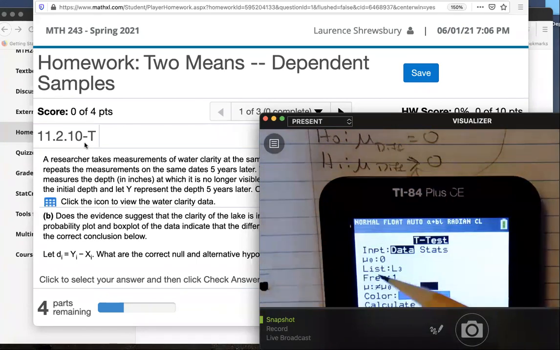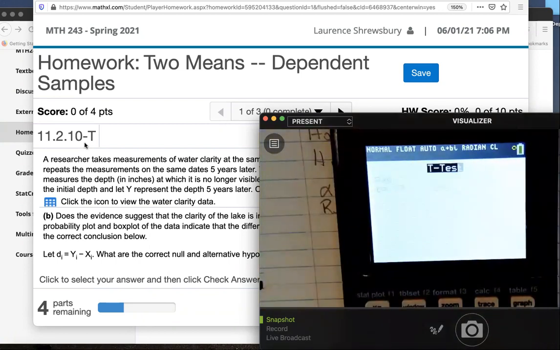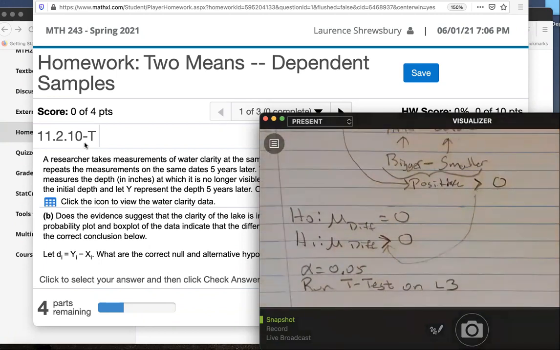So key things. This is always zero for matched pairs. You're always going to have your differences in list three. Frequency is always going to be one. So those are always going to be the same for these types of problems. The only thing that will change is which inequality. Then go down to highlight calculate and hit enter. All right, there's our test statistic. Hey, in fact, I'm going to do my little sketch. You know that thing that all my A++ students do.